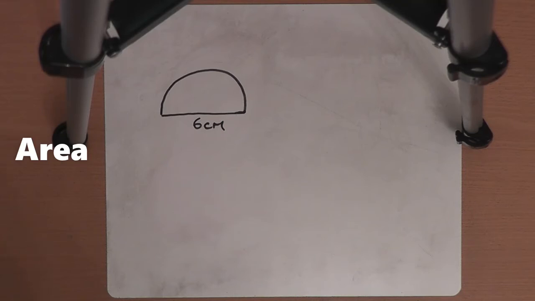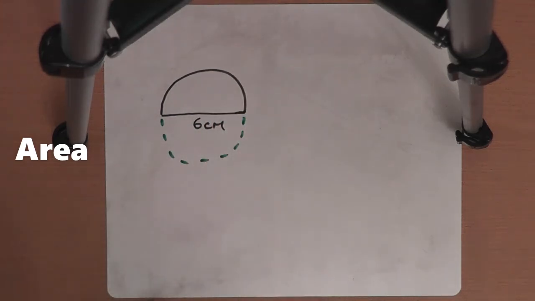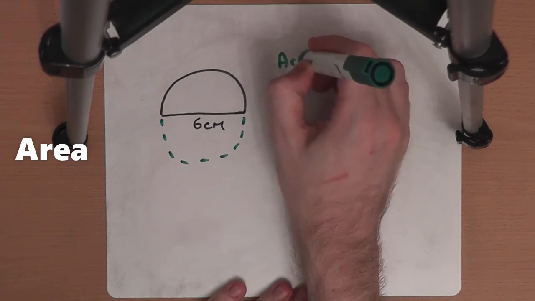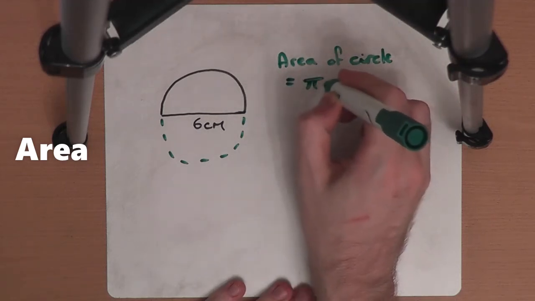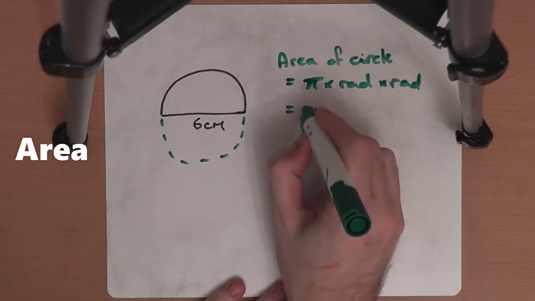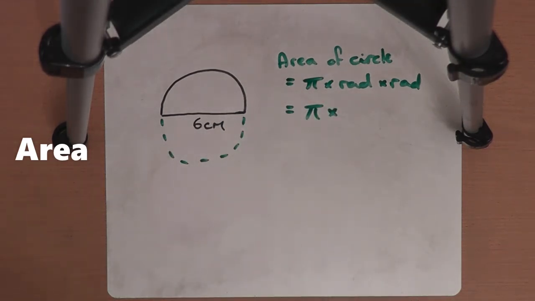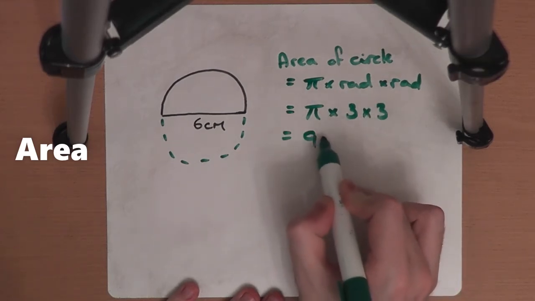So what I'm going to do is I'm going to draw in the rest of the circle. Like that. Yes, I know that doesn't look much like a circle. What I can now do is find the area of the full circle. That will be pi times the radius times the radius, which will be pi times, well, the 6 that I'm given is the diameter of the circle. It runs from one side to the other. So the radius must be half of that and must be 3. So pi times 3 times 3 is 9 pi.